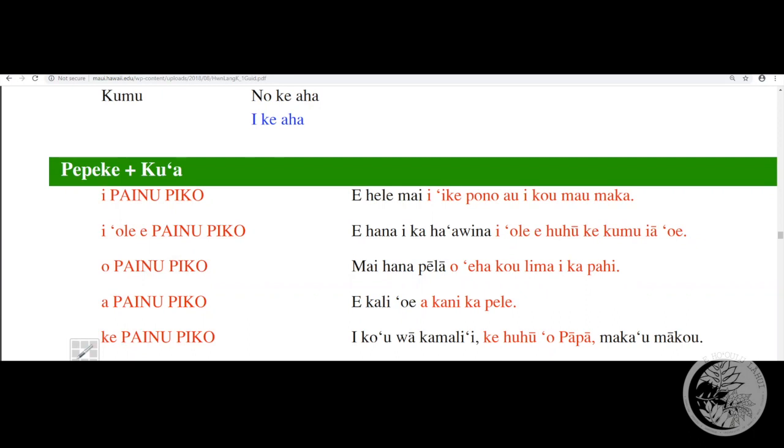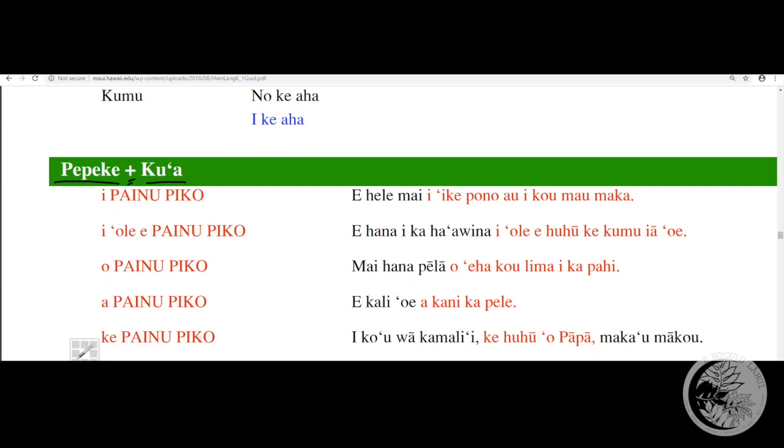So today let's take a look at what we call Kuʻa, Pepeke Kuʻa. What it means here, first of all, Pepeke, because you have the normal sentence structure. And in addition to that, you add what's called a dependent clause. The Kuʻa in and of itself, or by itself, is not a sentence. Yeah, so this is a phrase, it's a verb phrase that is attached to a sentence.